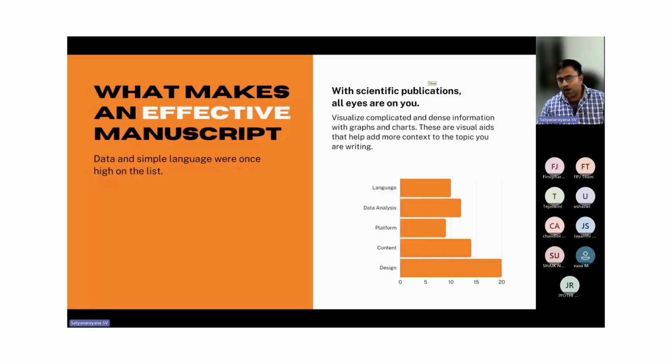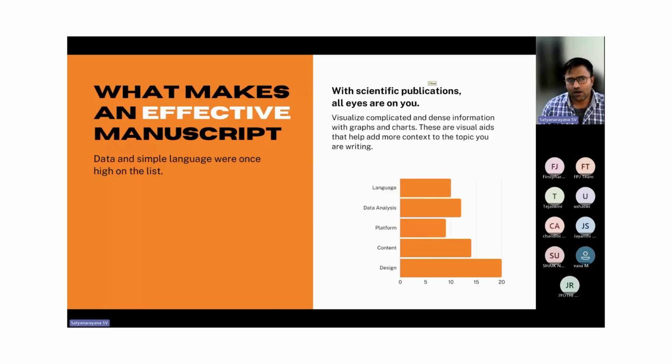Okay, what makes an effective manuscript? If it is in a journal or online, we call it a research paper or research article. But when you have started writing the research, we consider this a manuscript. Manuscript means you are manually writing that. It's called a manuscript.